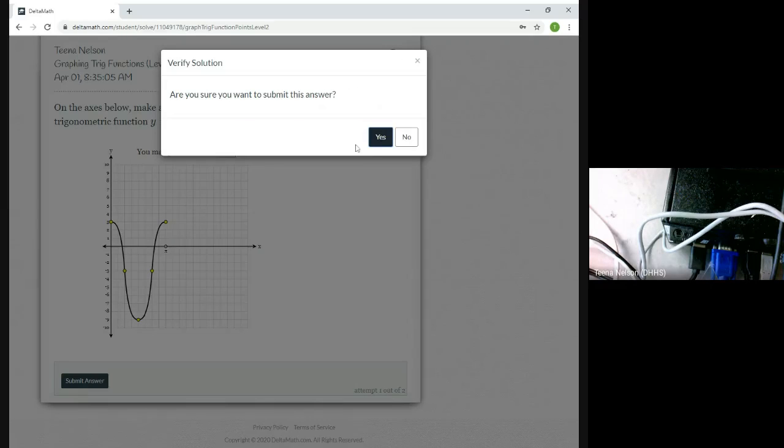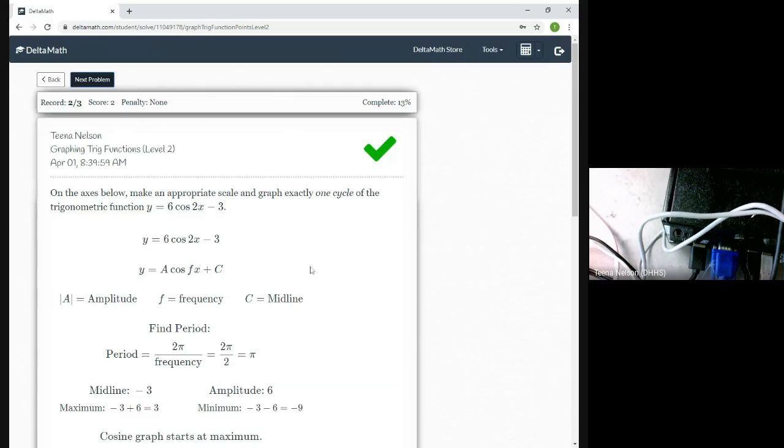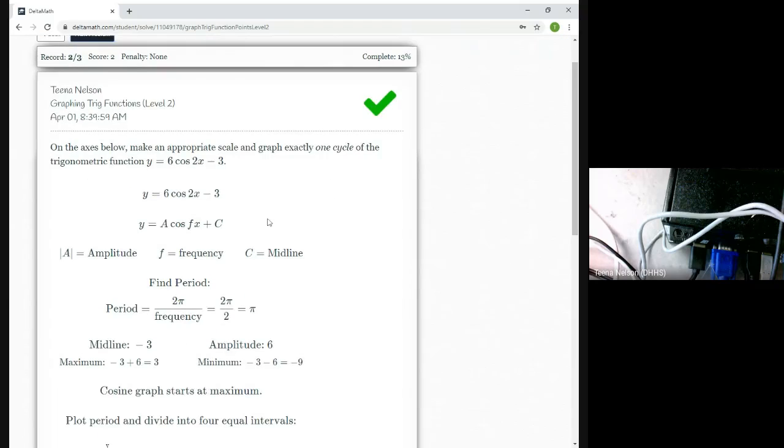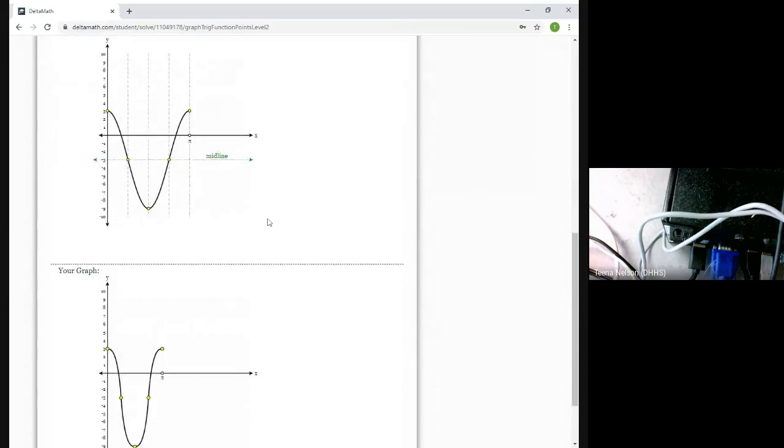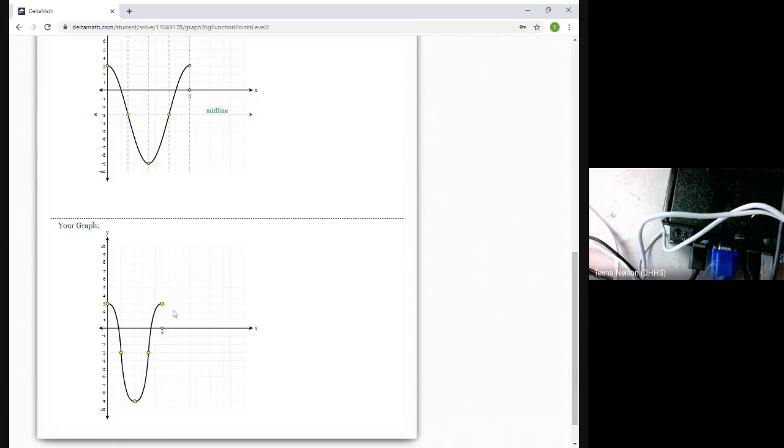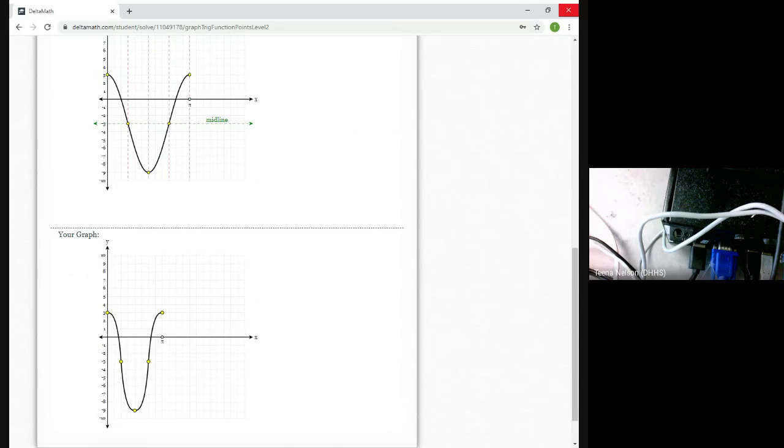Are you sure you want to submit? Yes. And then it just goes through and talks about what we submitted. So they sketched in the midline. Here's my graph down below. Theirs is a little bit wider. If you notice, they picked 12 boxes for their scale. So every 3 grid marks, they put a point. We did every 2, which is fine. Okay, so that's kind of how you use that graphing tool.